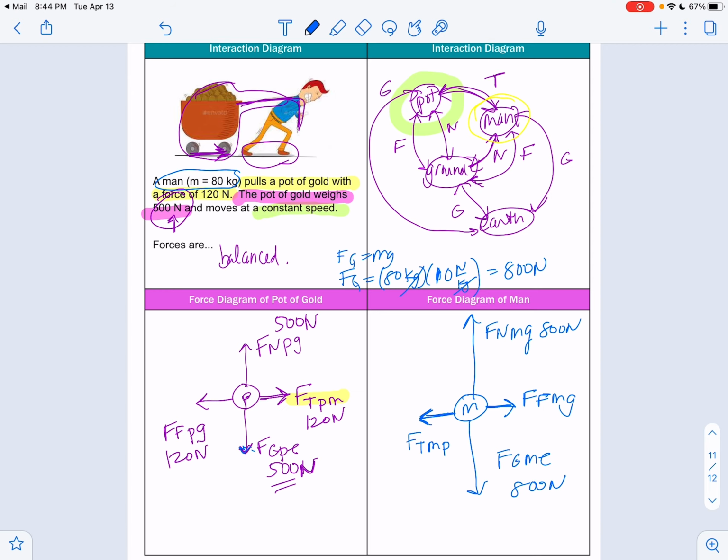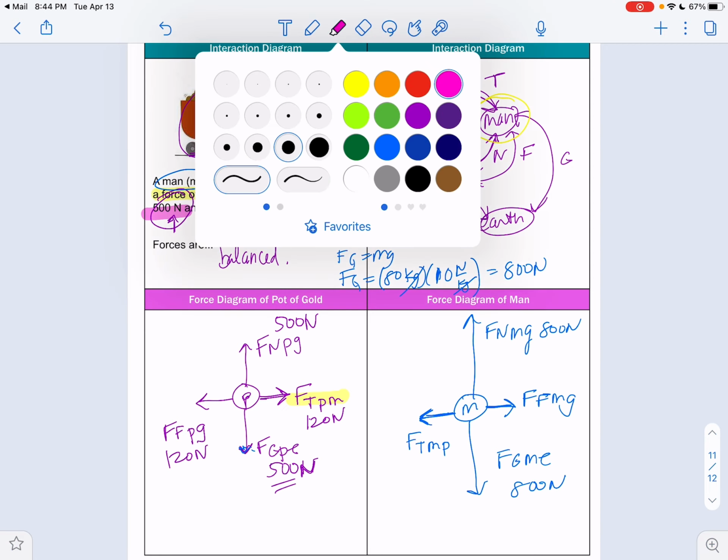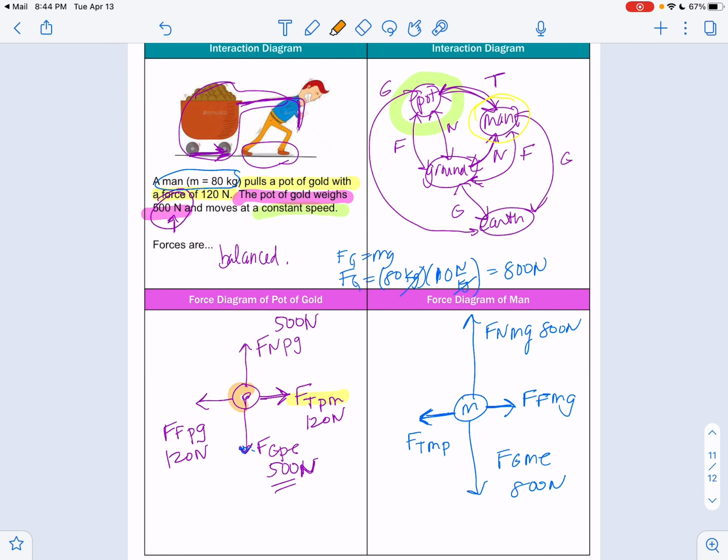And now I'm looking for my pair. So I have pot and man. I'm looking for the pair that includes pot and man, and there it is. So this and this are the Newton's third law pair. So if that's 120, that means this one's 120, which means this one's 120. And I want you to circle the pair. That's very, very important to me, that you can find the pair. Okay, good, one more.